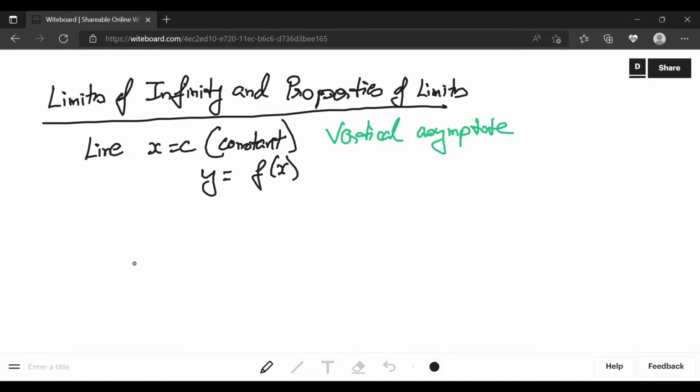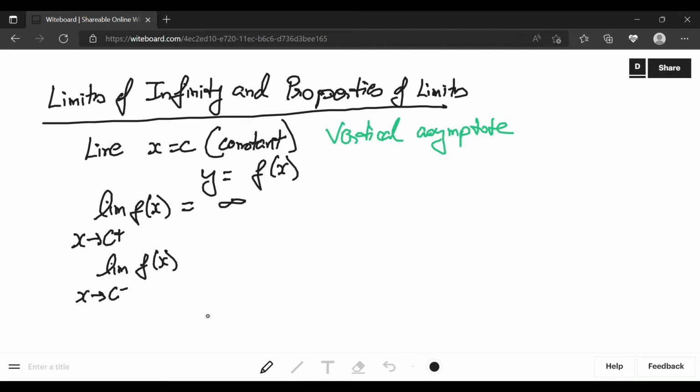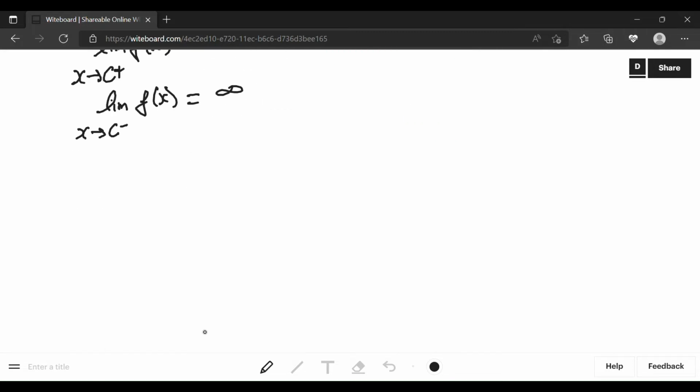Now we know that in limits, limit as x tends to c plus, that means when you are approaching from the right hand side, f(x) equals infinity. And when limit x tends to c minus, that means we are approaching from the left hand side, we also know that the left hand limit is equal to infinity. That means the value of the function tends to infinity.